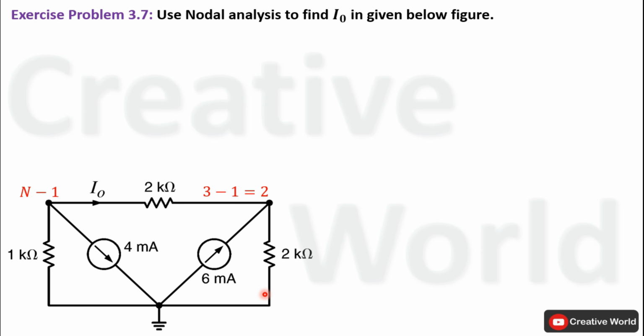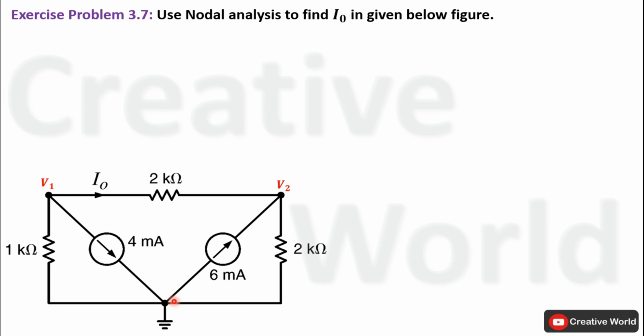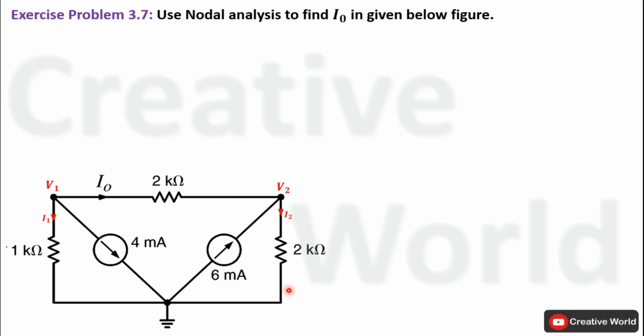In next step, we have to label all unknown non-reference node voltages. In this circuit diagram, we are taking this node as reference or ground node, while other two non-reference node voltages are labeled as V1 and V2. In next step, we have to assume all unknown branch currents along with their directions.